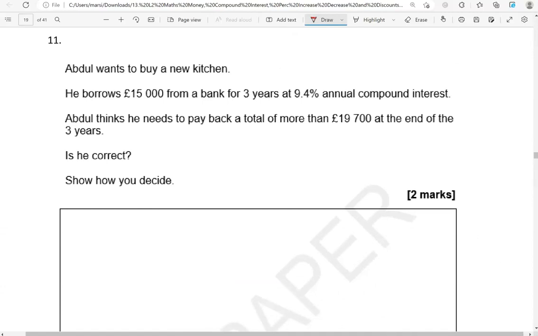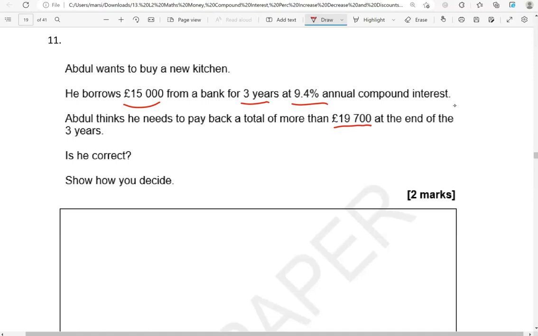Abdul wants to buy a new kitchen. He borrows £15,000 from a bank for 8 years at 9.4% annual compound interest. Abdul thinks he needs to pay back a total of more than £19,700 at the end of the 3 years. Is he correct? Show how you decide.